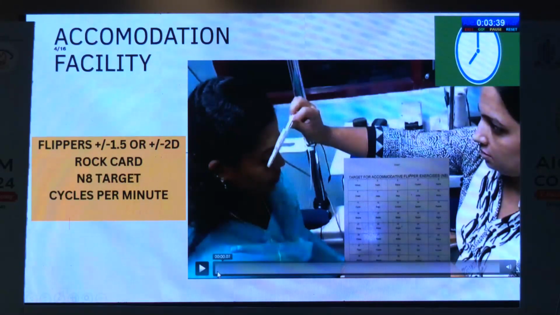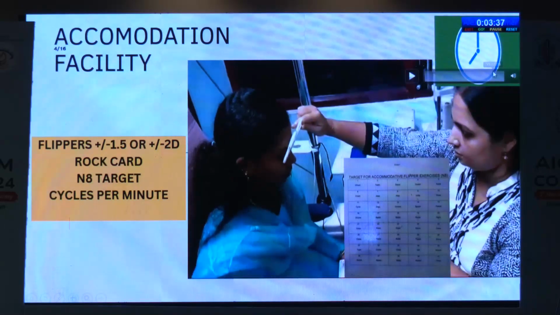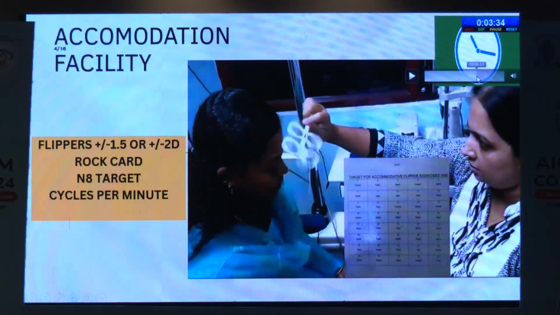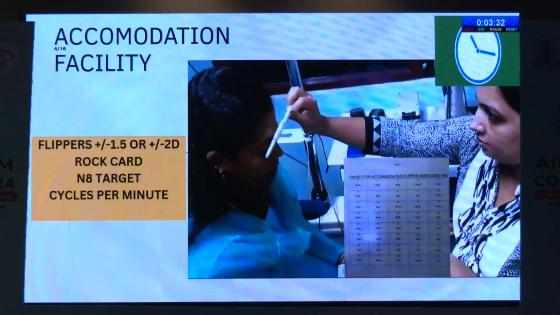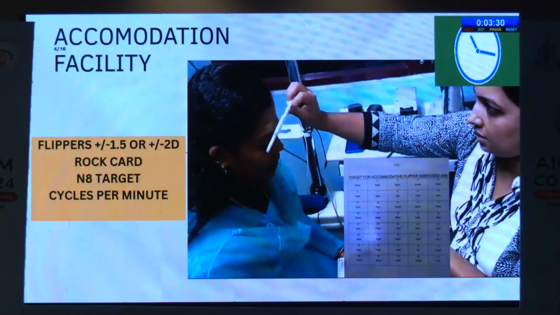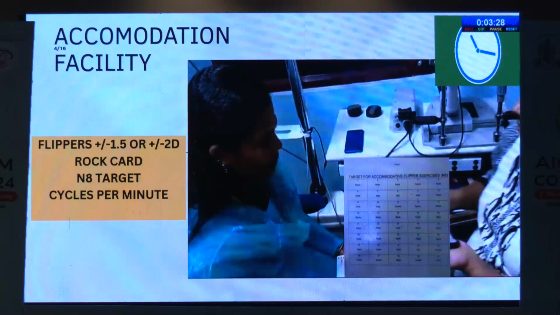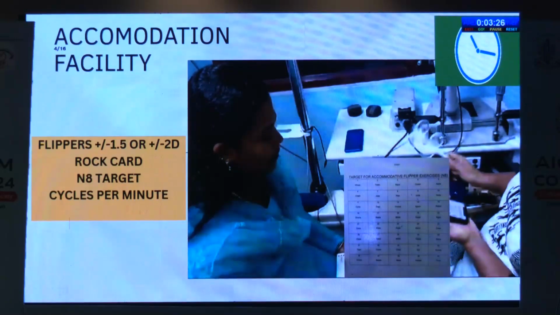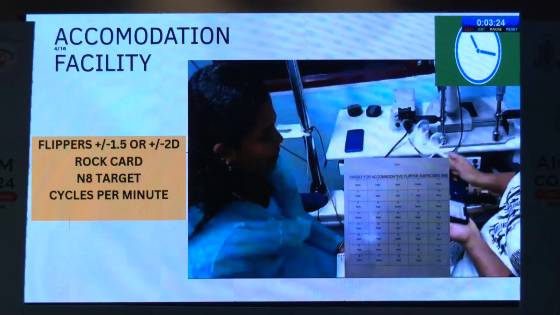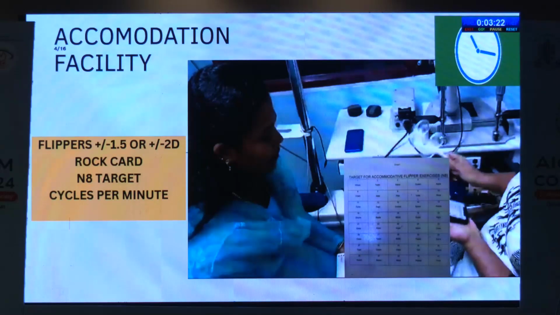Coming to the accommodative flippers. Here you use accommodation flippers. You can use either plus or minus 1.5 or plus or minus 2 diopter, and you need a Rock card which has the N8 target. Then you flip the accommodation flipper, and the patient has to read clearly. If you are getting 10 flips per 1 minute, then you have 5 cycles per minute. 2 flips will be 1 cycle.